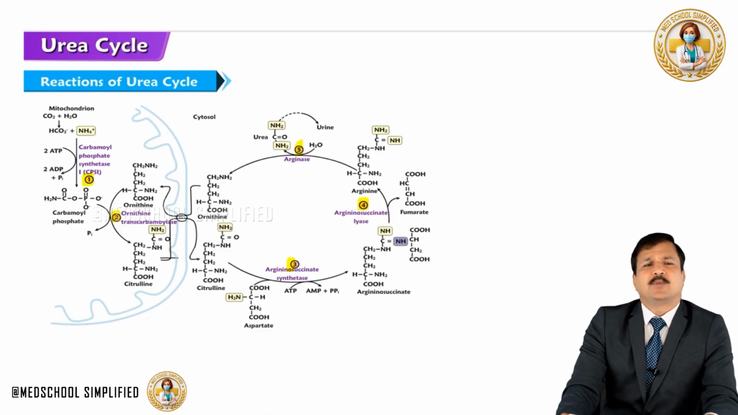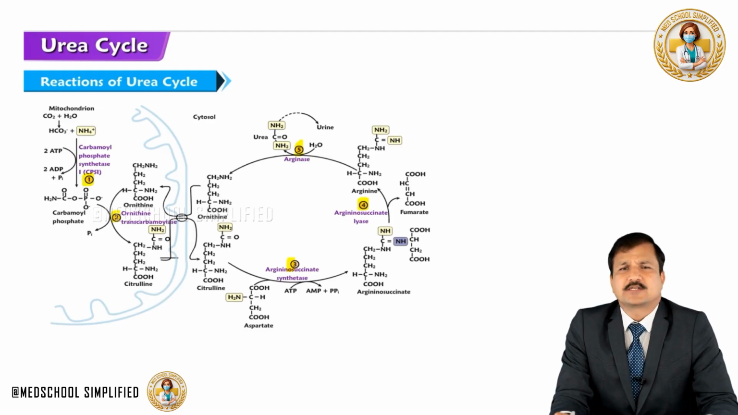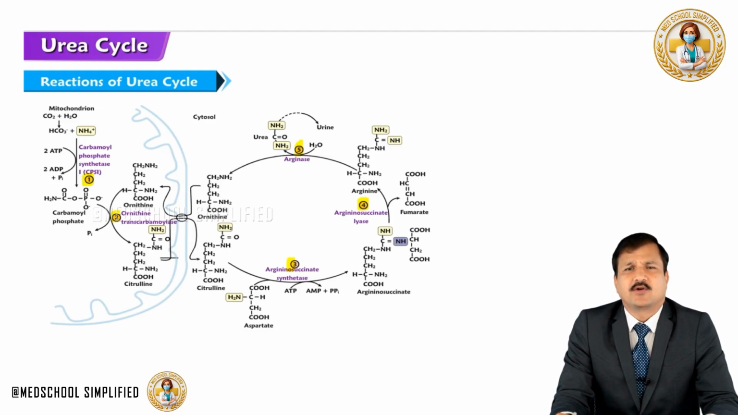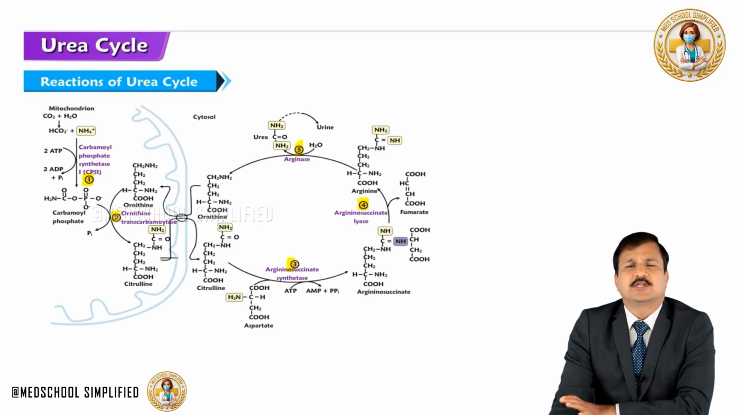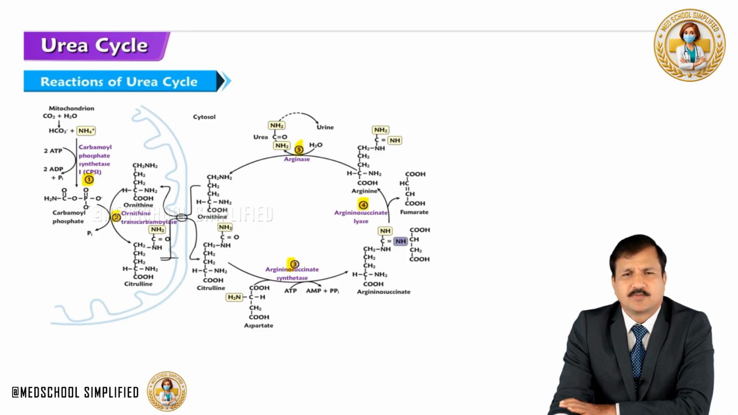Note that reaction number 1 in the urea cycle, which is present in the mitochondrial matrix, is a condensation or fixation of ammonium ion to bicarbonate to make carbamyl phosphate. In this process, 2 ATPs are consumed, where 2 ADPs are released and 1 inorganic phosphate is released, because the other phosphate coming from the terminal phosphate of ATP is incorporated into carbamyl phosphate, which is the product of the carbamyl phosphate synthetase 1 enzyme.